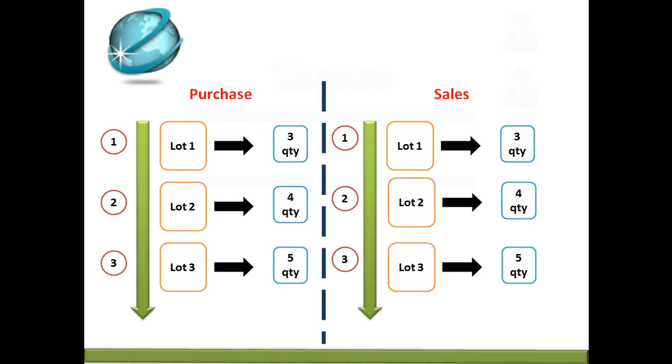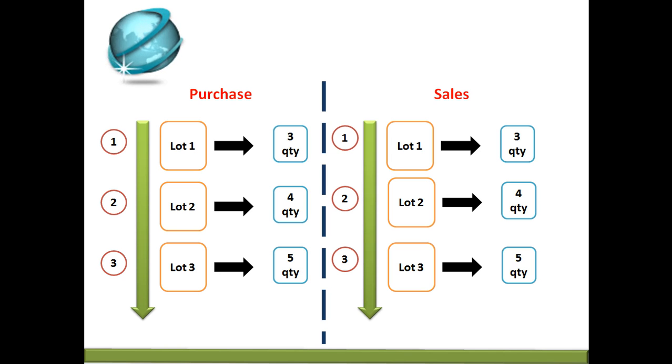Let's understand this in the logistic flows, that is purchase and sales. Here you can see that there are three lots being created in the system. The very first lot created is lot 1, which has 3 quantities. Second is lot 2, which has 4 quantities, and finally lot 3 having 5 quantities. So during the purchase, 3 production lots have been created: lot 1, lot 2 and lot 3.